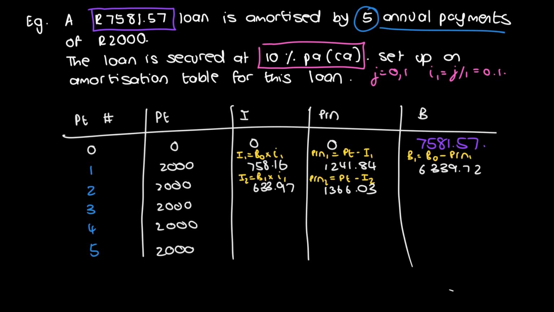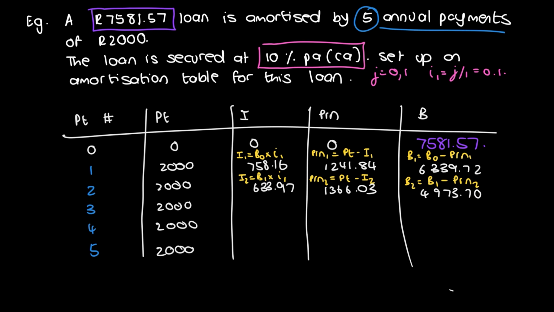And then we're going to work out B2, and B2 is equal to B1 minus PRN2. So that's going to be 6339.72 minus 1366.03, which is going to give us 4973.70. And at this moment in time, you can pause it and actually try and work out the rest of it before I give you the values for the rest of it.